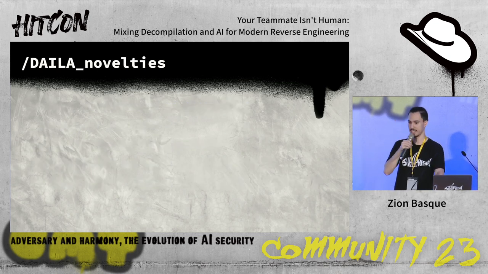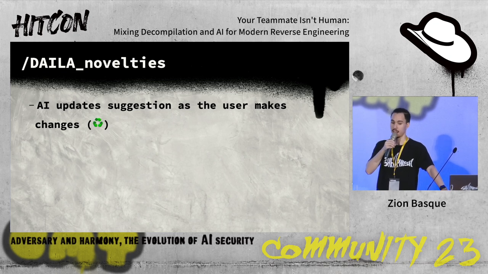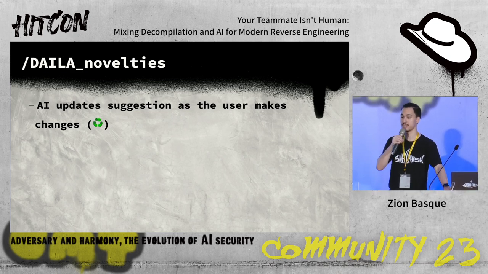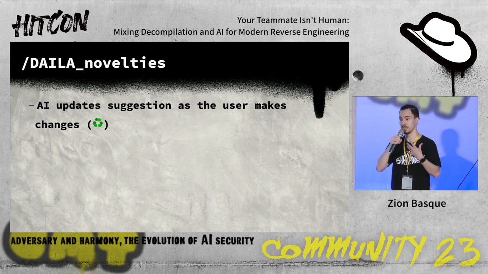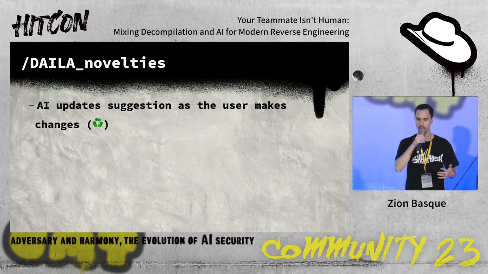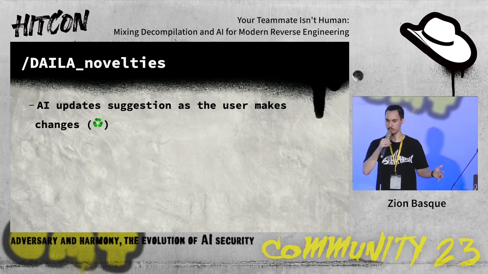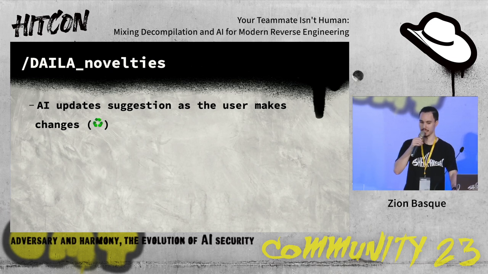So let's get into the novelties. There's really three novelties. The first one here is that things change as you make changes, right? These suggestions from your AI agent should be updated as you're working. And this is where your teammate isn't human really fits into this. Because if you're working with a human teammate, they understand as you work that, hey, he's got more context. You start making a bigger assumption of the program. And that was what I tried to approach here with Dyla.